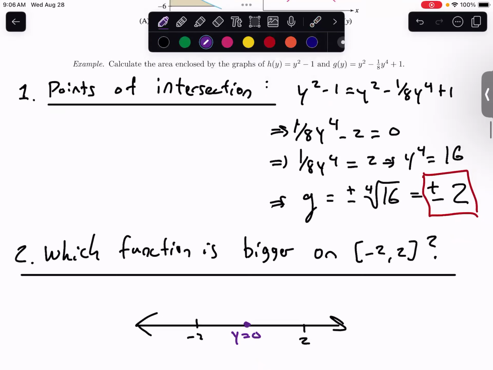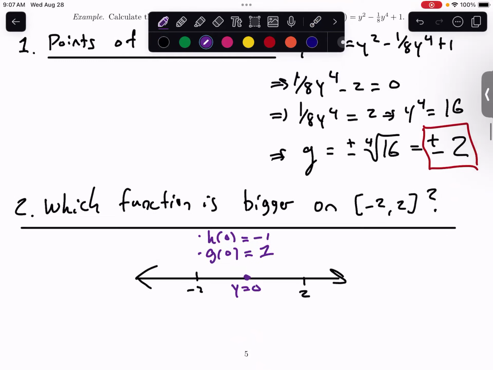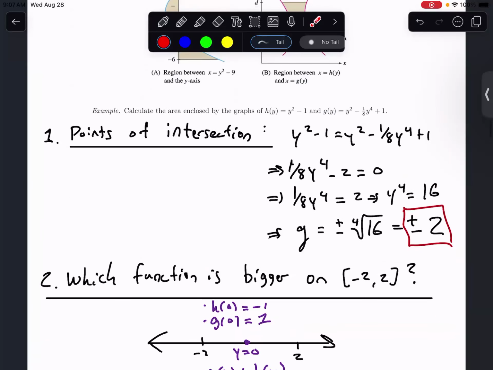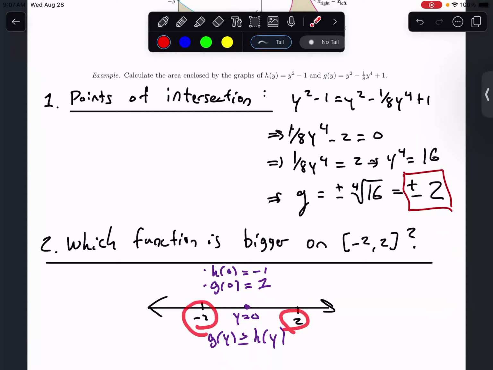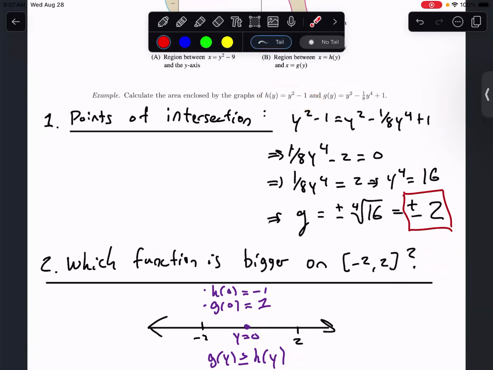What you end up finding is h of 0 is equal to -1, and then g of 0 ends up being equal to 1. And so what this implies is that g of y is greater than or equal to h of y on this interval. So when we're computing this integral, we're going to be doing the integral from -2 to 2 of g of y minus h of y. And then it's just a matter of computing that integral.